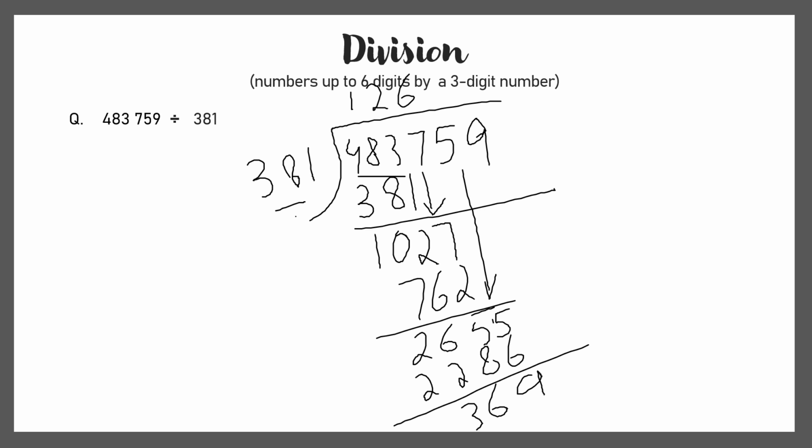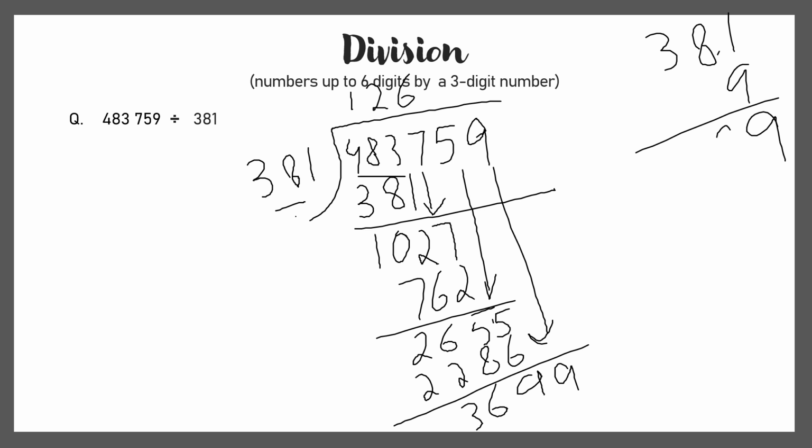Now we will multiply 381 with 9. We'll bring 9 here. We should do it with 9. 9 1s are 9, 9 8s are 72, so it will be 3429. Yes, it's close to 3699. So let's do it with 9. 3429.